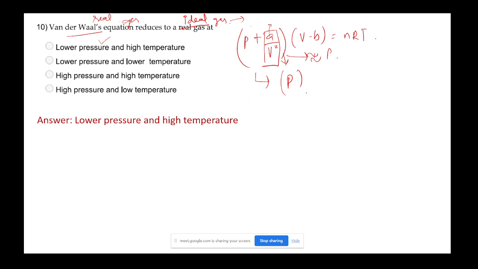Now if you decrease the temperature, then the gases tend to liquefy. So higher temperature always means that gaseous molecules will have higher energy and be far away from each other. So high temperature also means tending towards ideal gas. So the correct answer here is low pressure, high temperature.